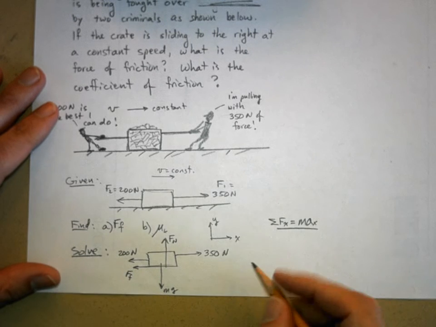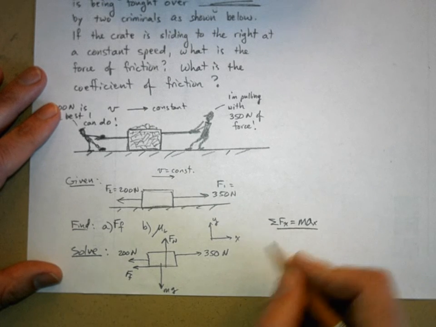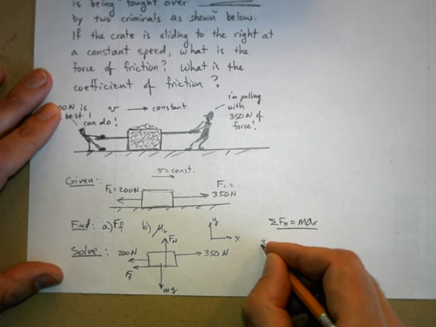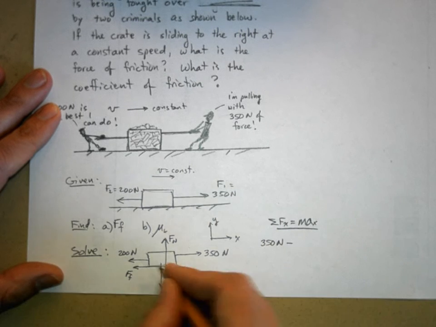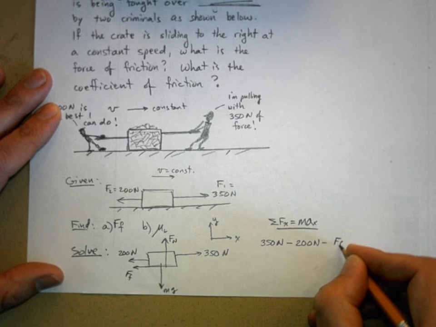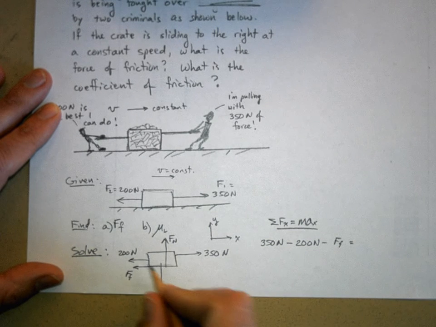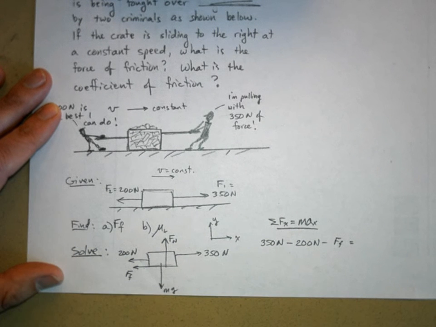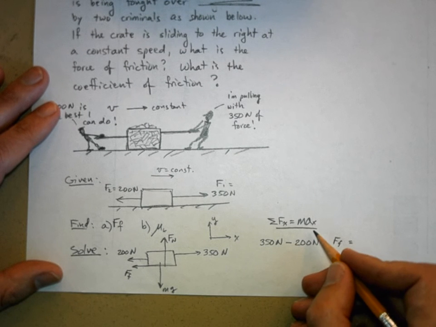All right, so here is the sum of the forces in the x. Let's go 350 newtons in the positive x minus 200 newtons minus my force of friction equals... 1, 2, 3. Those are the only forces in the x direction, you see, right? And that's going to be equal to m times a. But what is acceleration in this problem?